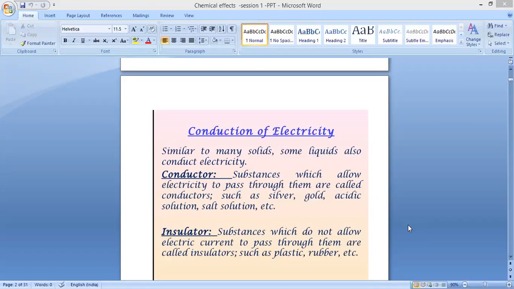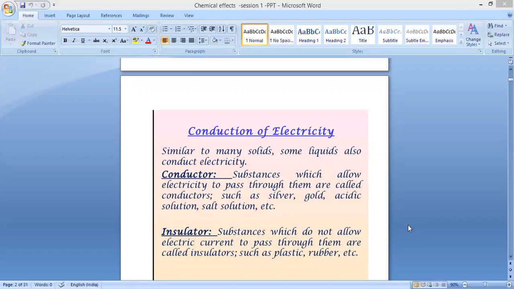So here we are going to learn about the conduction of electricity. Similar to many solids, some liquids also conduct electricity. Solids can conduct electricity. If you take a common example, in your house, your light or fan works because you turn on the switch. From the switch, it's connected to the light through cables. Inside the cable, you can see there is a copper wire. Copper is a conductor, so electricity can pass through it. Similar to many solids, some liquids also conduct electricity.